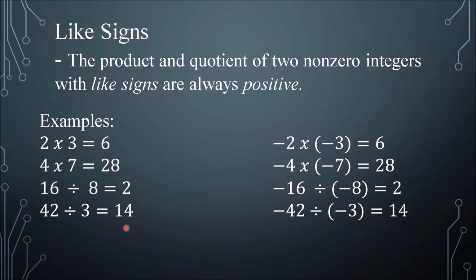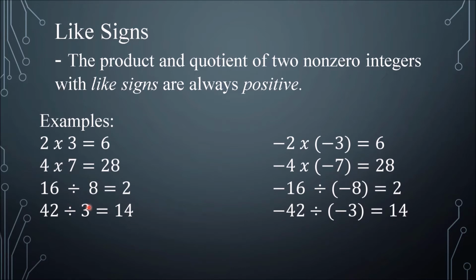So let's have examples. 2 times 3 is equal to 6. 2 and 3 are both positive. That's why the product is positive 6. On the other side, you have negative 2 times negative 3. Both are negative. The product is also positive. So as long as they have the same sign, the product is always positive.